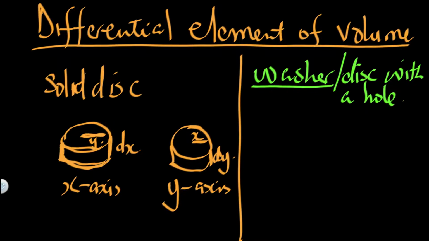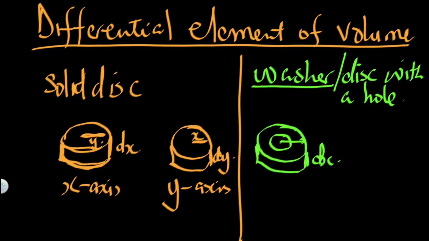Those who know, know what washers are called. So how would it look like? It will look like this. If this is the top part of it, we have something like this, and then there is a hole here. From the center, we actually have two radii: the radius of the outer cylinder, and the radius of the inner cylinder. The thickness here can be a dx.